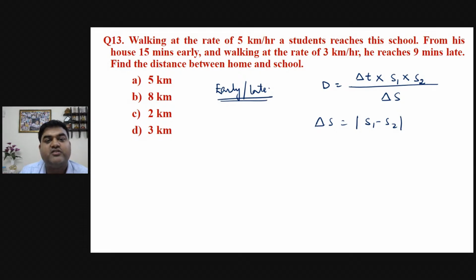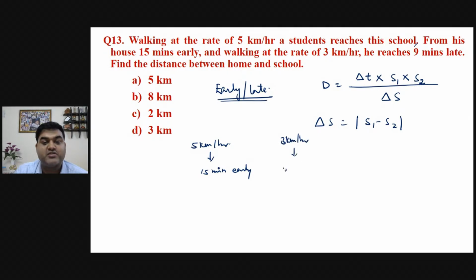Walking at a rate of 5 kilometers per hour, a student reaches his school from his house 15 minutes early. So in this question, they are telling us he walks at 5 kilometers per hour and reaches 15 minutes early. And walking at the speed of 3 kilometers per hour, he reaches 9 minutes late. So find the distance.